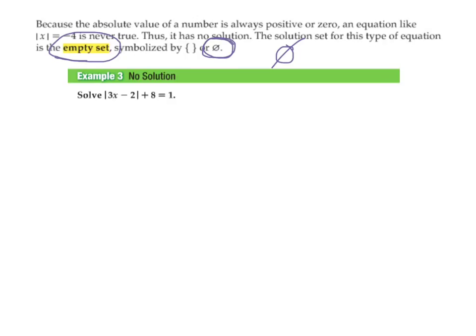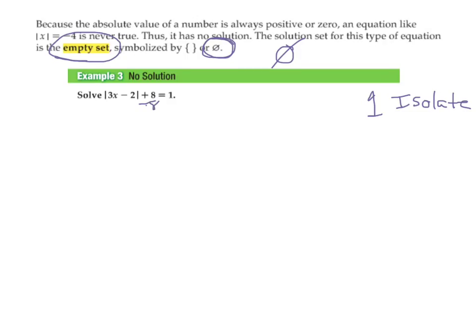So in example 3, you can see it says no solution. How do we know that there's no solution? So let's follow our steps. Step 1 was to isolate. Okay, let's list that over here so we get more familiar. We're going to isolate the absolute value. So the absolute value part is the 3x minus 2 inside those bars. And so since I'm adding 8 to my absolute value, I'm going to subtract 8 on both sides.